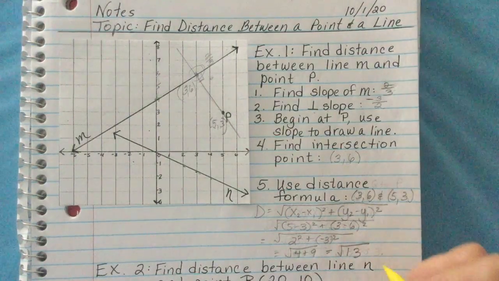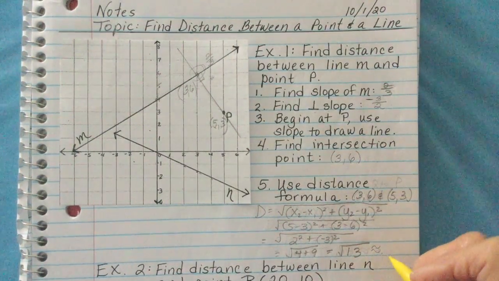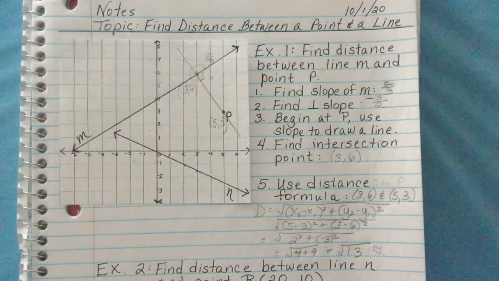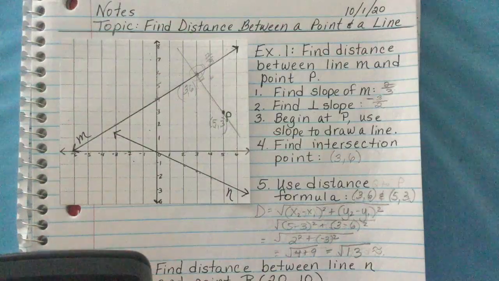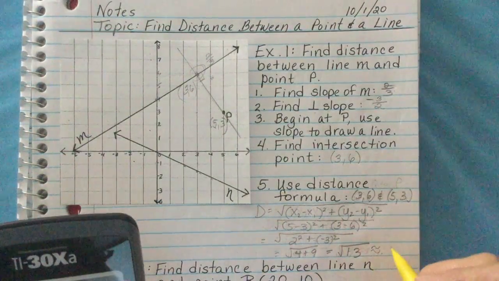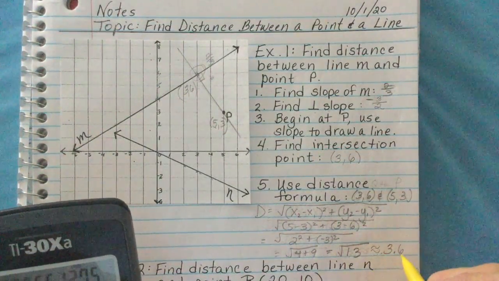And if you needed that to be a decimal, let's check the square root of 13 so I can be precise. It is 3.6. So this is approximately 3.6 units.